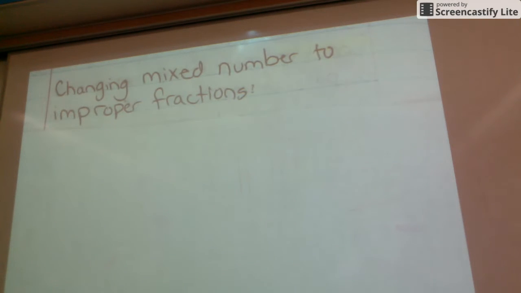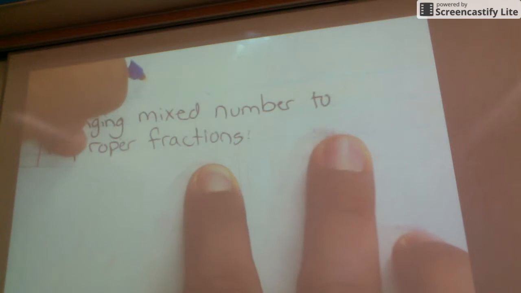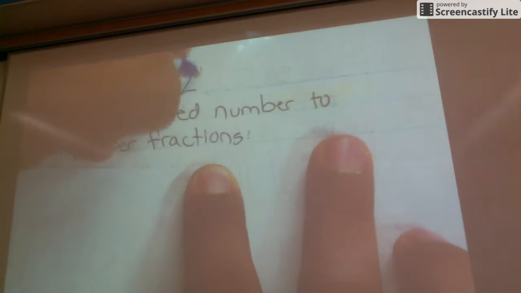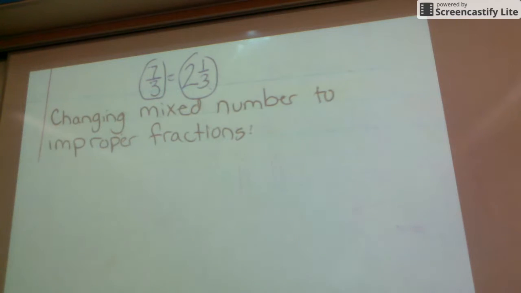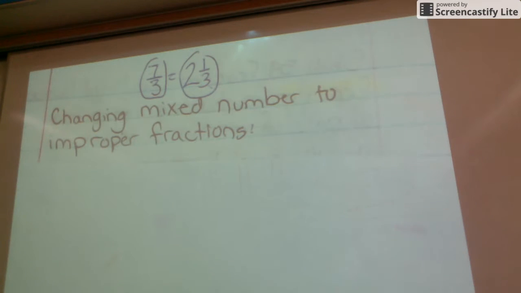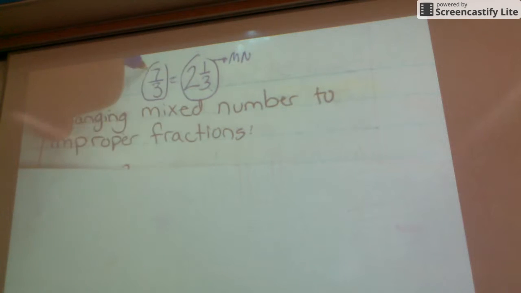One of them is we're going to see problems that look like this: 7 out of 3 and 2 and 1 out of 3. The thing is, these two are the same exact number. One is a mixed number, which is here, and then the other one is an improper fraction.